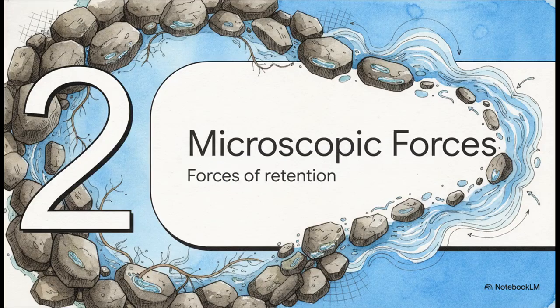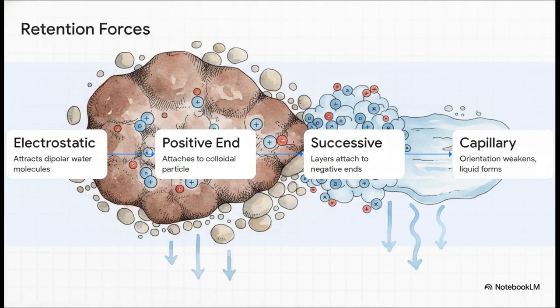Moving right along to Section 2, microscopic forces of retention. We know plants get their water from the soil, but how does the soil actually keep it there? Well, water is first absorbed with a D, meaning held onto by soil colloids like clay. Silt and sand actually do very little of this specific work. You can think of the electrostatic forces on these tiny colloidal particles almost like magnets. Because water molecules are dipolar, they attach to the particle with their positively charged end, leaving their negative end facing out. Then, in a successive chain, another layer of water attaches to that negative end, and it just keeps stacking.